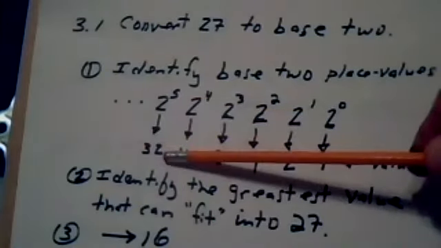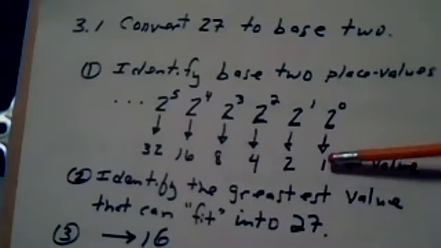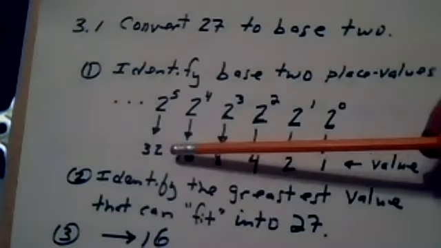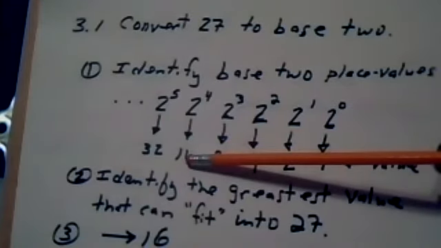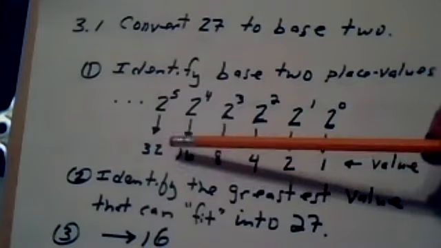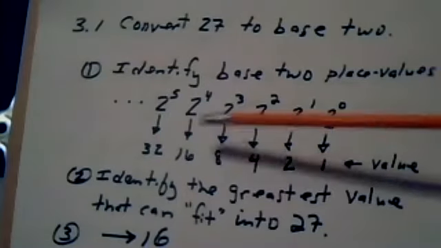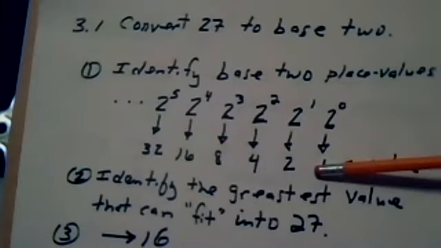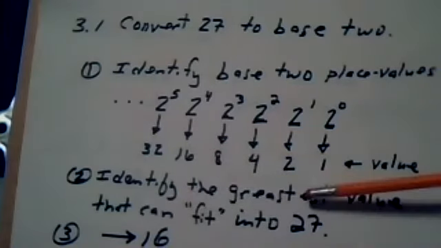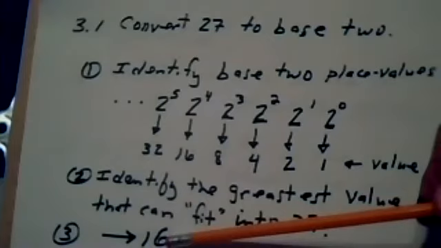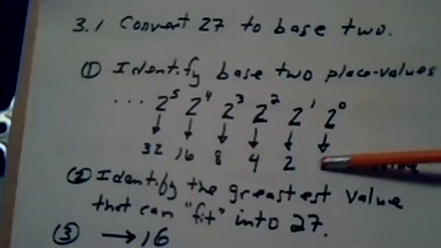What we're going to do is this. Go to the biggest number you could possibly fit in 27. Well, 16 would be the one. So now we're going to use from 16 down. We're going to use these numbers one by one, as you'll see. Identify the greatest value that can fit into 27, so 16. So from 16 down, we're going to use these place values.